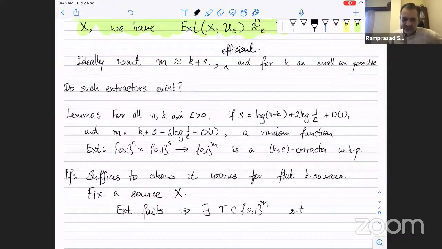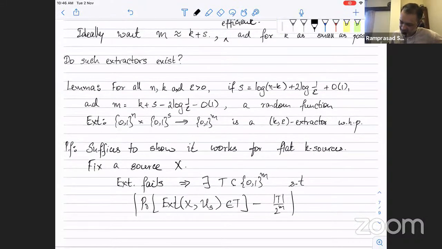Okay, such that the probability that the extractor output (X, U_S) in T, minus the size of T by 2 power n, which is what would have happened in the truly random setting, this difference is at least epsilon. I'm just writing down the definition of what it means to say that the total variation distance is different. The total variation difference being greater than epsilon means that some event witnesses the fact that the event is satisfied more in one as compared to the other.